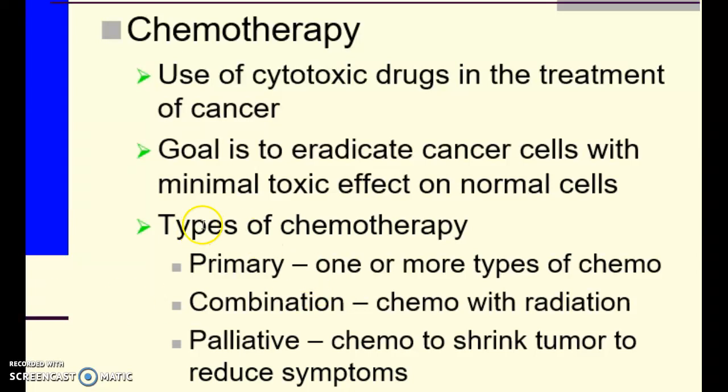But let's start with the 3 types of chemotherapy, or the main types, I should say. Primary, 1 or more types of chemo is used, and this is curative. Combination is chemotherapy with radiation. And then palliative. Palliative chemotherapy, you have to understand that it's not going to cure the patient, and it's not intended to cure the patient. It is intended to keep the symptoms down. In other words, shrink the tumor enough that it might relieve some of the pain that the patient might be under.